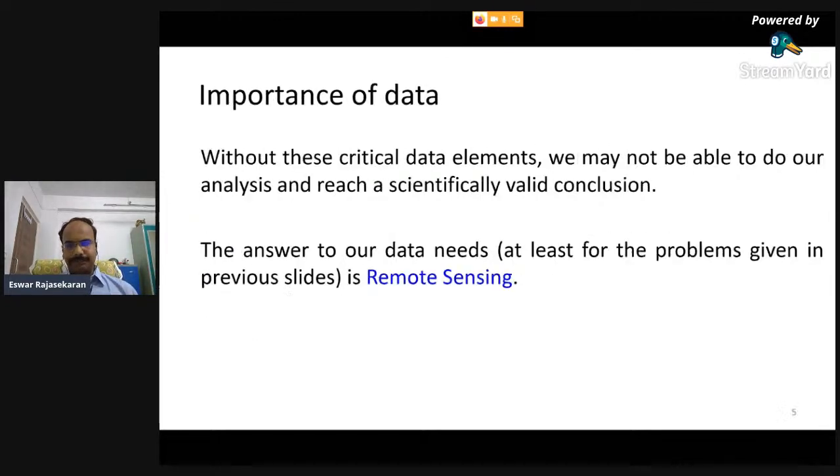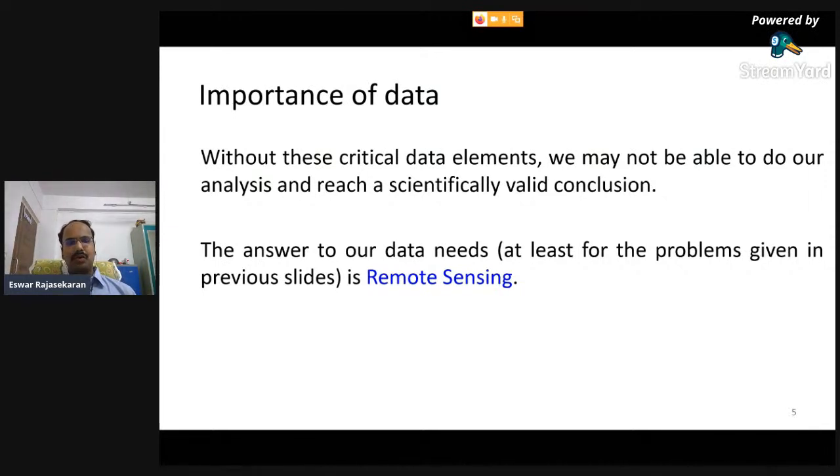So essentially, without these critical data elements, we will not be in a position to do our analysis and reach a scientifically valid conclusion. You cannot say, yeah, due to forest greening, this is happening, or whether the forest is really greening or not. That itself is a major scientific question. Some people are telling it is greening, some people are telling it is browning. So the availability of critical data elements at the right time is really crucial to answer such complex questions related to Earth system sciences as a whole.